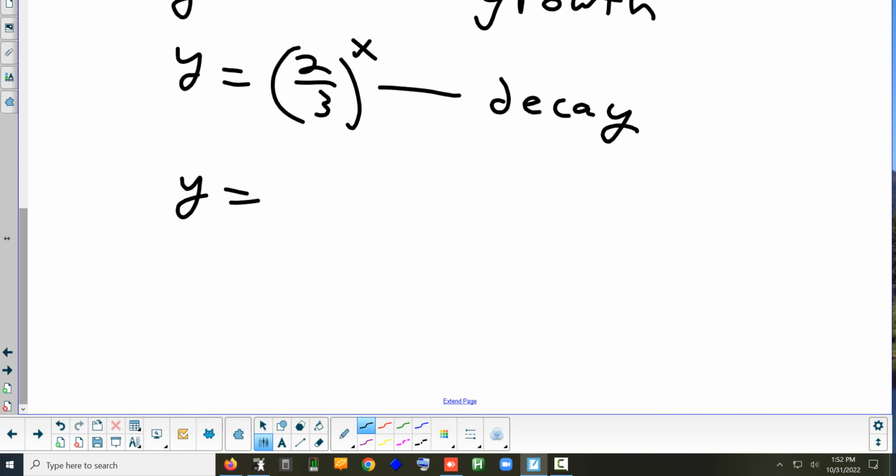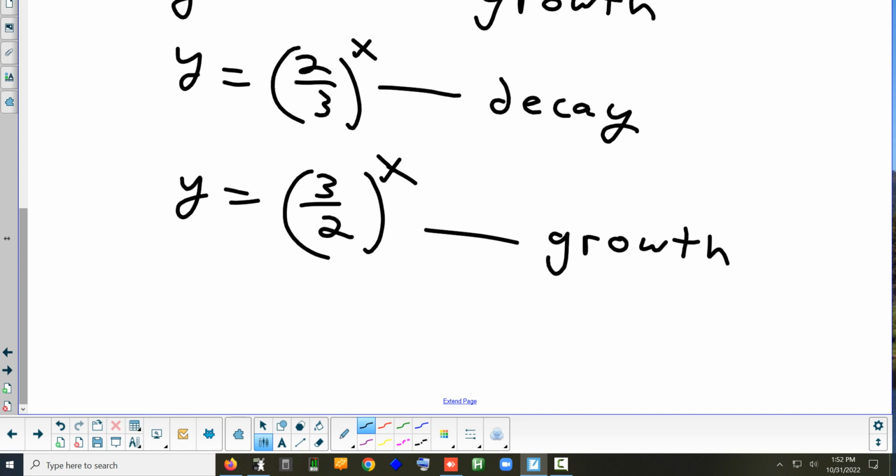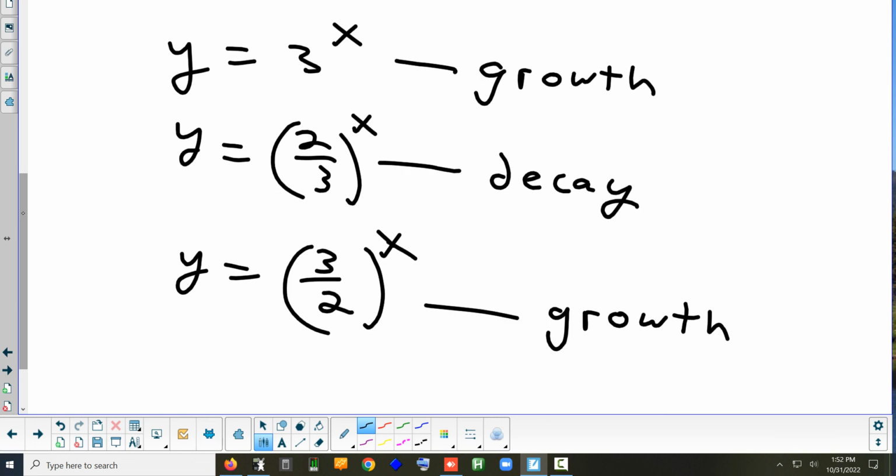How about y equals 3/2 to the x? Growth. That's growth. You may say, well, wait, you said fractions are decay. No, I said if it's less than 1, it's decay. That's 1.5. So 3 divided by 2 is a base of 1.5. So that's growth. Okay, any questions on that?